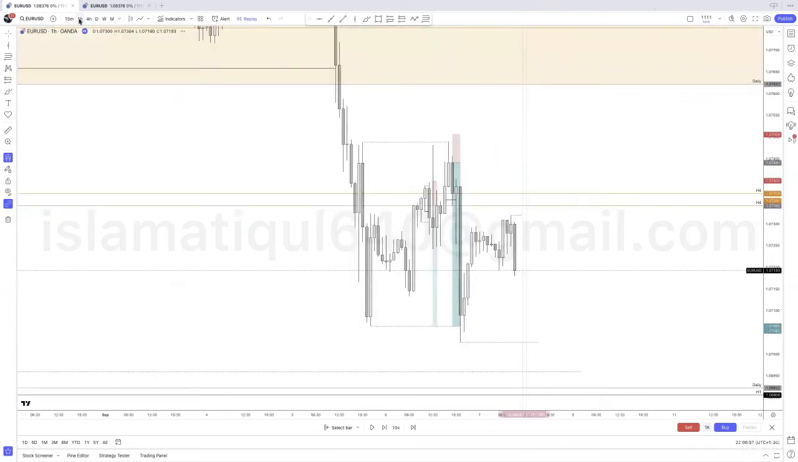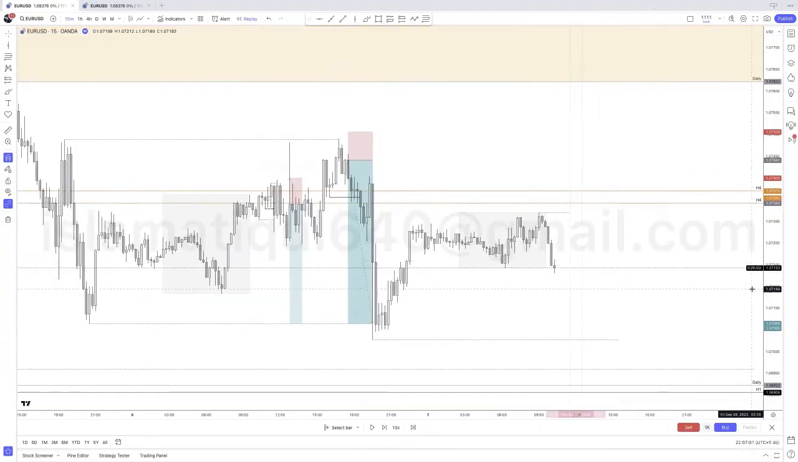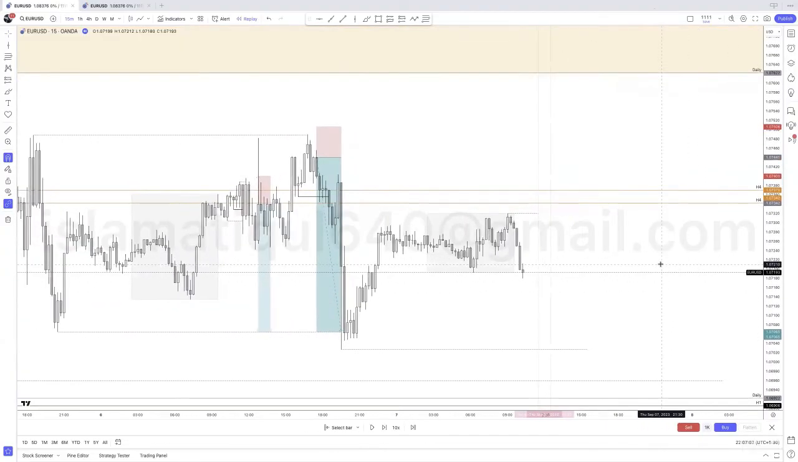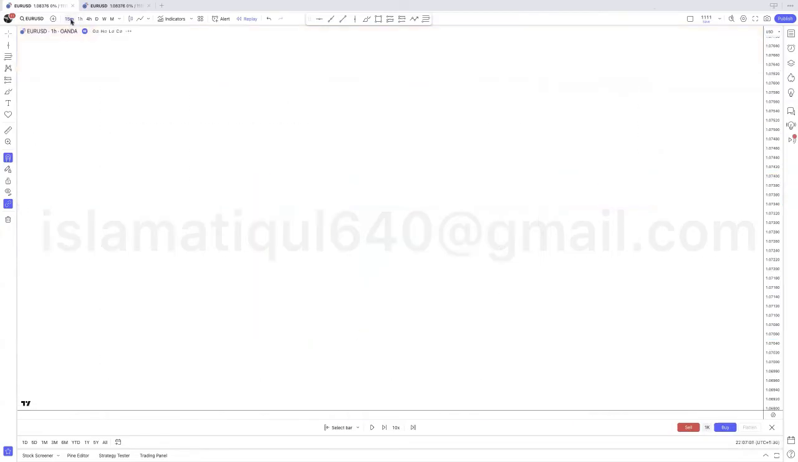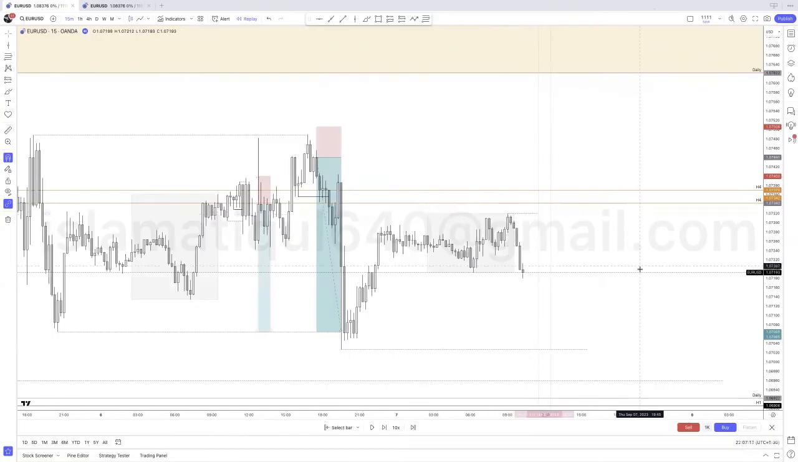Yeah, the 4 hour is broken. We have that confirmation entry. Okay, we have that as well. Let's see. Not very sure if we can trust the Asian high today, because if there's news, they can sweep this very clearly. I'm not very sure what to do. Let's wait and see.